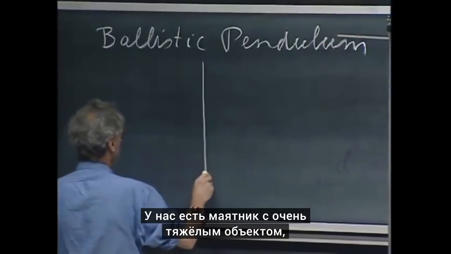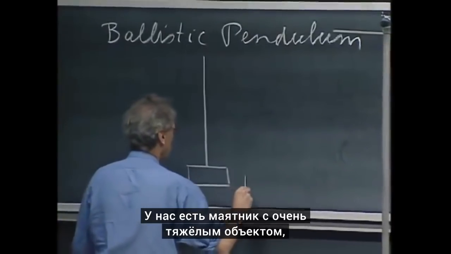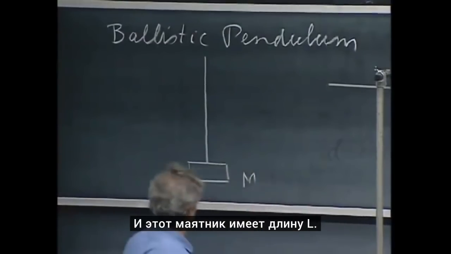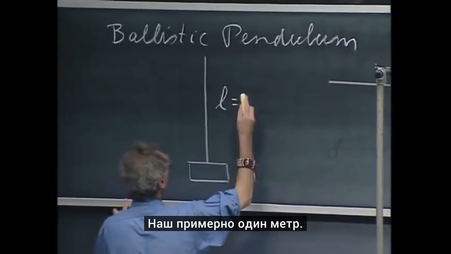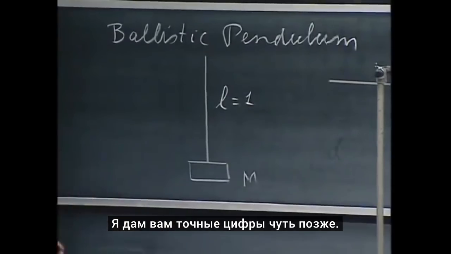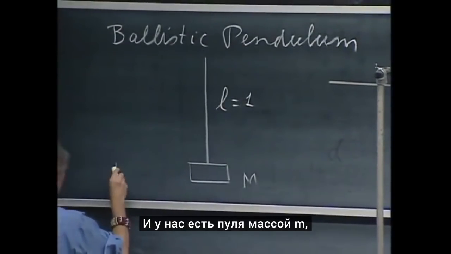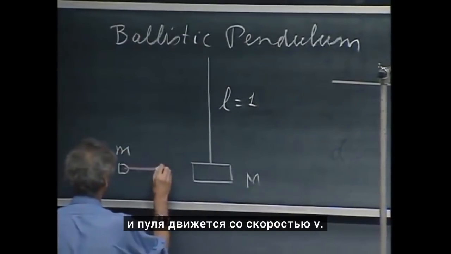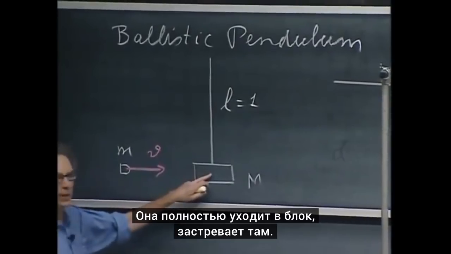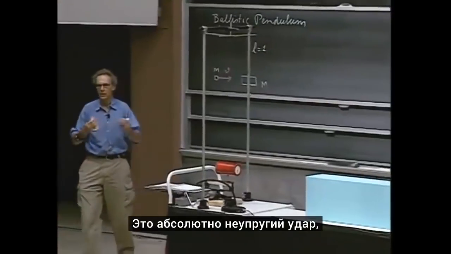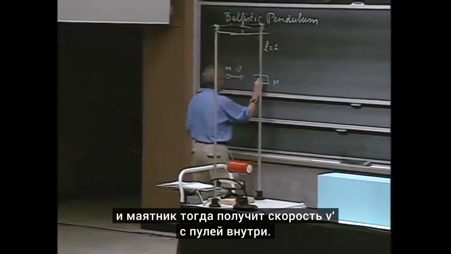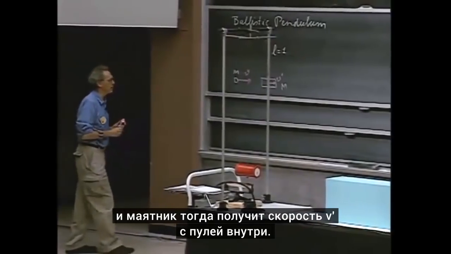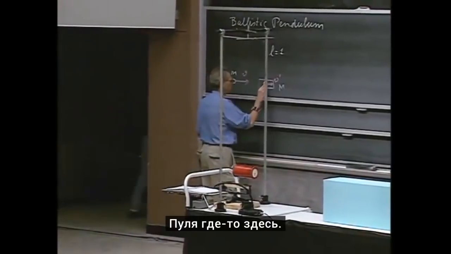We have a pendulum with a very heavy object hanging here at the end. I call it the block. You see it here. And this pendulum has length L. Ours is about 1 meter. I will give you the exact numbers later. And we have a bullet of mass little m, and the bullet comes in with velocity v, gets completely absorbed, sticks in there. It's a completely inelastic collision, and the pendulum will then pick up a velocity v prime with the bullet inside. The bullet is somewhere here.